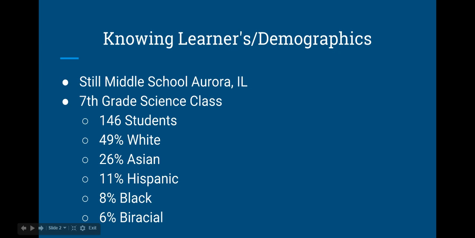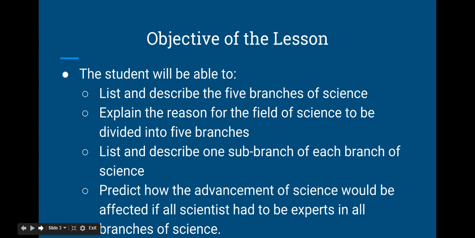All right. The objective of the lesson is that students will be able, at the end of this lesson, to list and describe the 5 branches of science, explain the reasons for the field of science to be divided into 5 branches, list and describe one sub-branch of each branch of science, and predict how the advancement of science would be affected if all scientists had to be experts in all branches of science. So that's really the objective of the lesson.